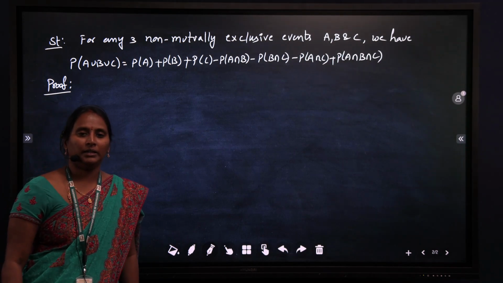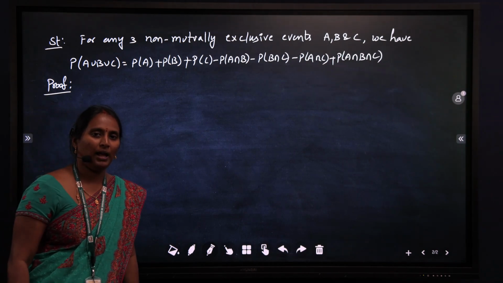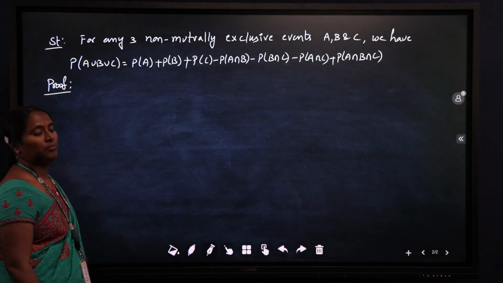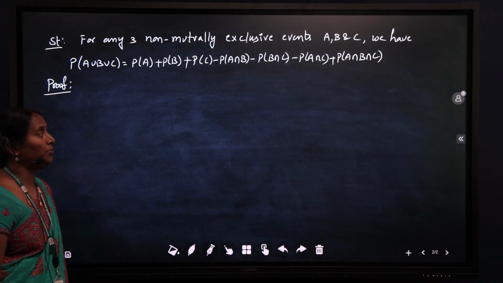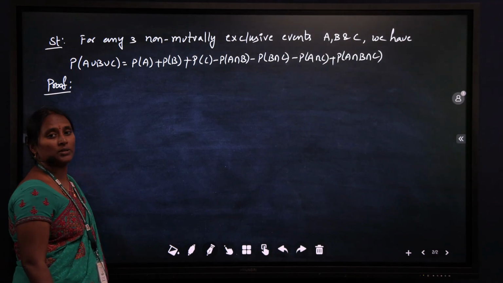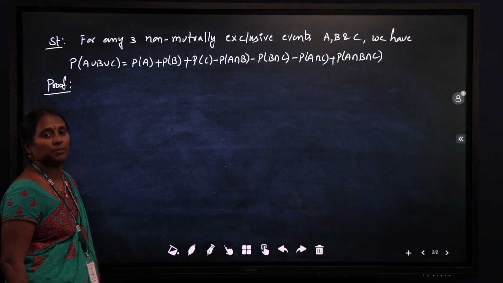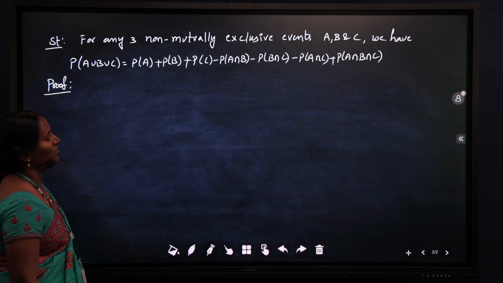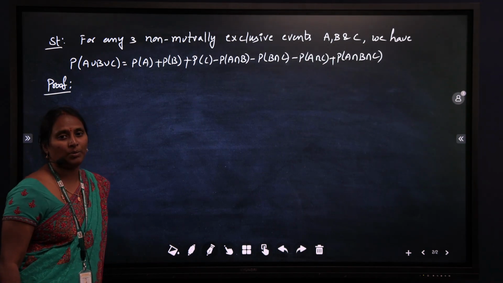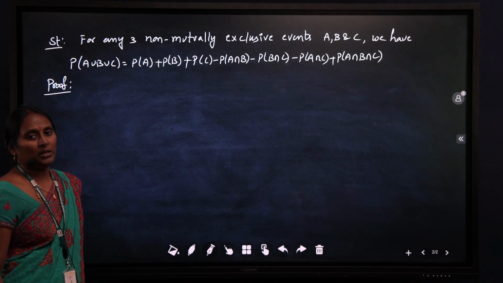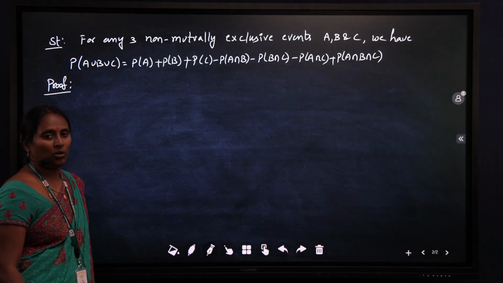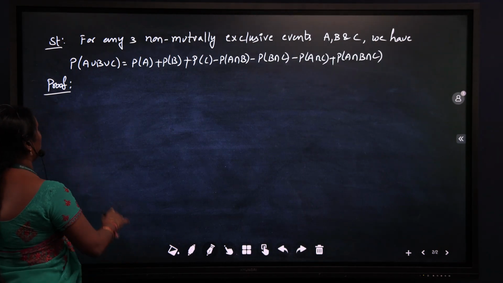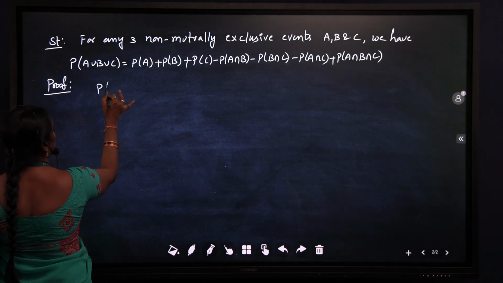Now let us see the theorem on the three events A, B and C. For any three non-mutually exclusive events A, B and C, we have to show that P of A union B union C is equal to P of A plus P of B plus P of C minus P of A intersection B minus P of B intersection C minus P of A intersection C plus P of A intersection B intersection C. Before this, with the theorem of two events, we already know how to solve problems on the addition law for two events. Now we are going to solve it for three events. Now let us see the proof.